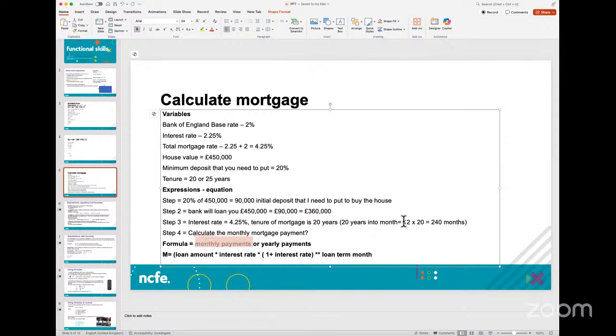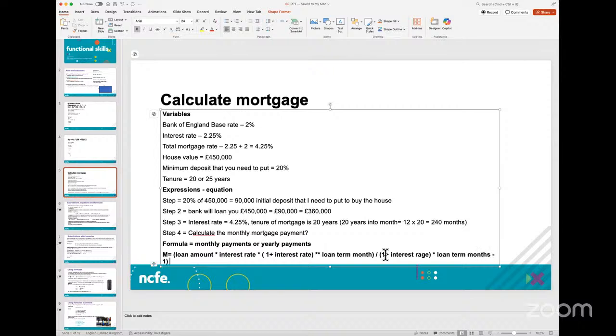So each year has 12 months, and we are talking about 20 years as the length of the mortgage. So 12 multiplied by 20 is equal to 240 months. And here, in the formula, what I will do is close the bracket. I'm going to divide this by, again, 1 plus interest rate for the first month, plus interest rate multiplied by loan term months, minus 1, close the bracket.